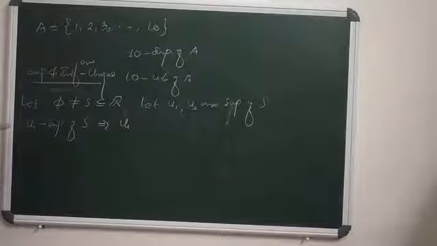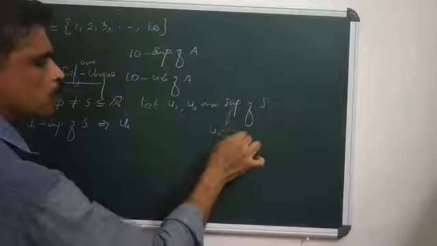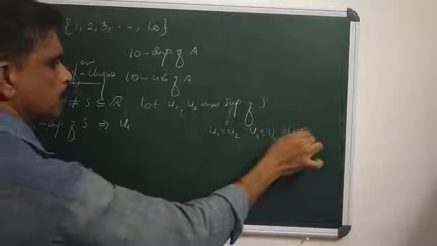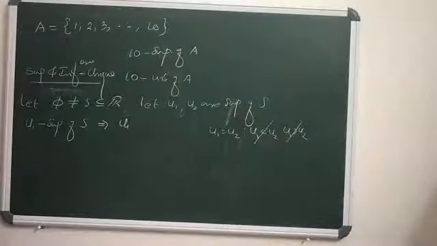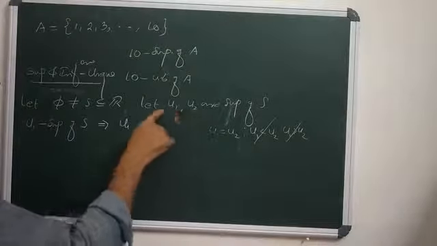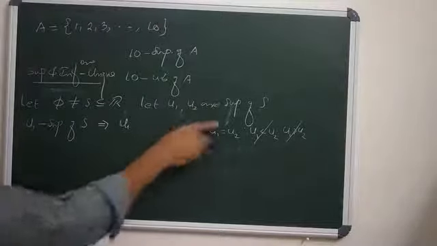If U1 and U2 are supremum of S, then by trichotomy there are three cases: either U1 equals U2, or U1 is less than U2, or U1 is greater than U2. Then we have to rule out these two conditions. To prove uniqueness, the usual technique is: if possible, there exist two suprema, let them be U1 and U2. Now we have to show that U1 equals U2.